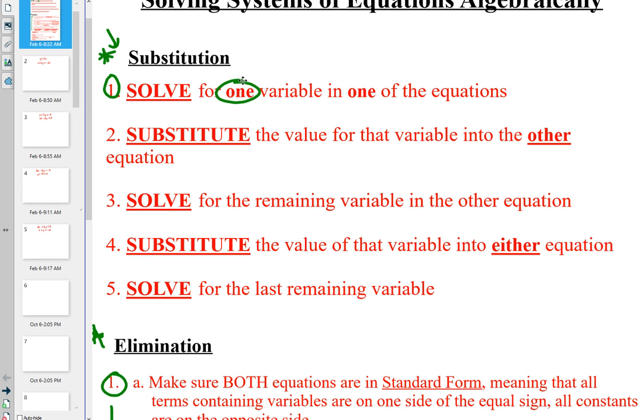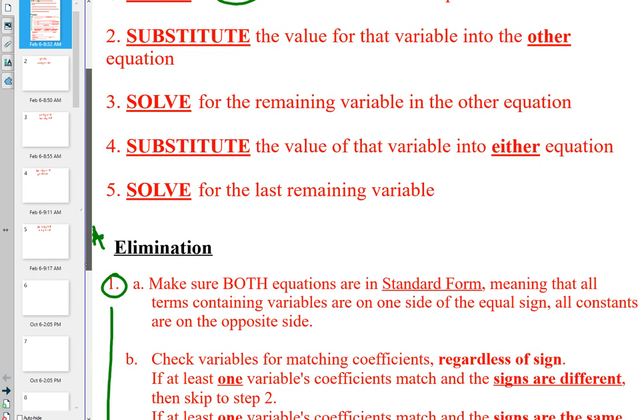Not because I have to. I already established that with the whole story about the girl with the quiz. Not because I have to, just because it'll hopefully be quicker. If I have one variable already by itself, I'll go with substitution. That's the way I'm going to demonstrate.